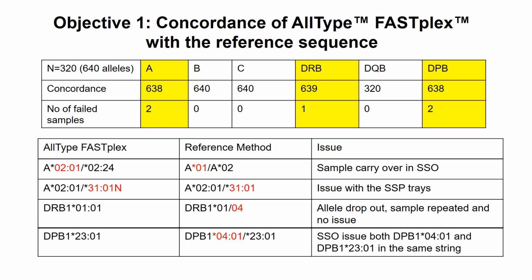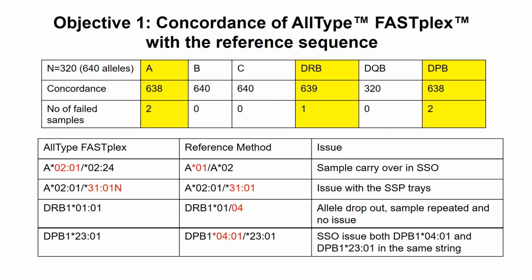If you look here at the discordant results, with our AllType FASTplex, the result for A*02:01 and the other allele was A*02:24. However, our reference method detected that it's an A*01. When we looked further into this issue, we found that it was a sample carryover in SSO, and FASTplex was the right typing.